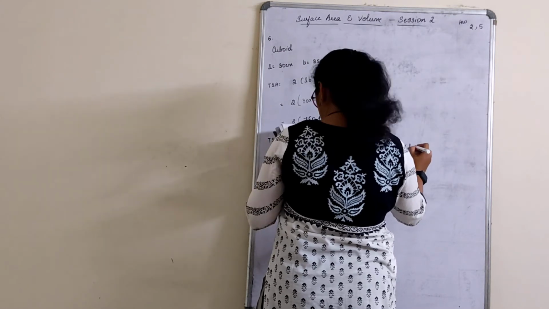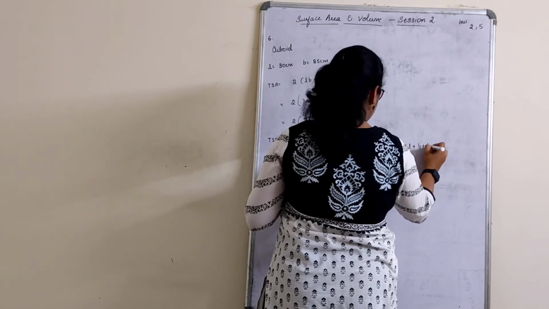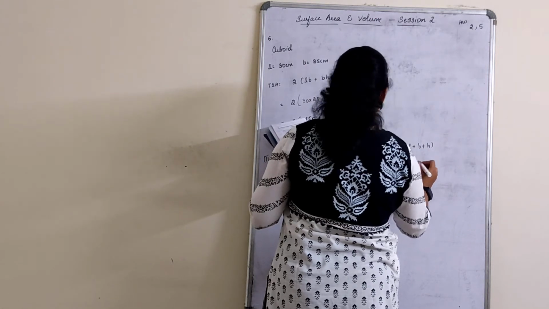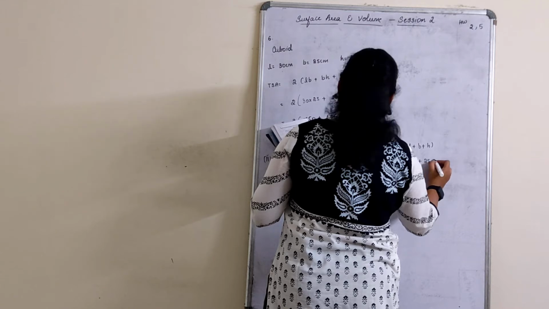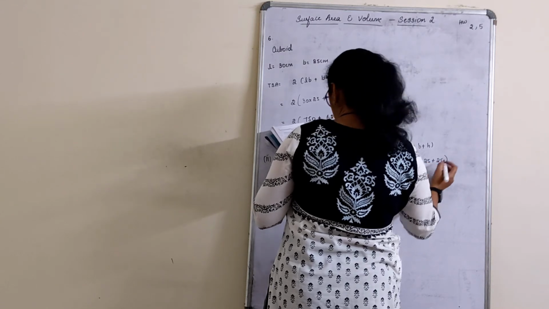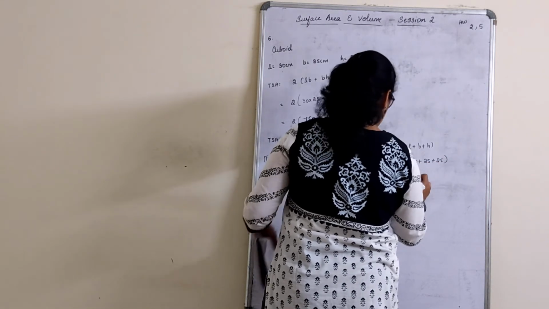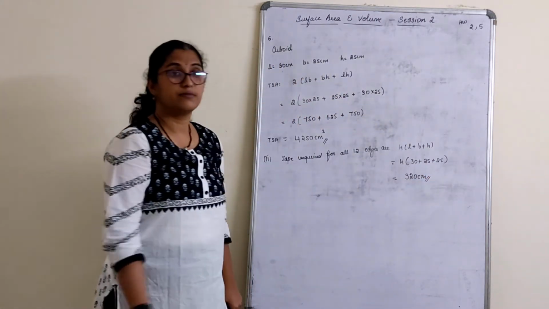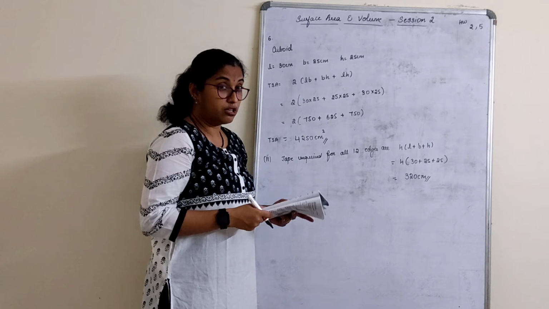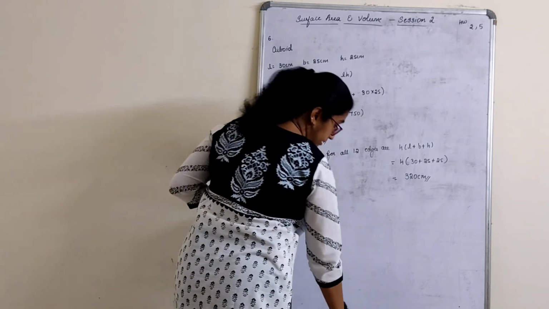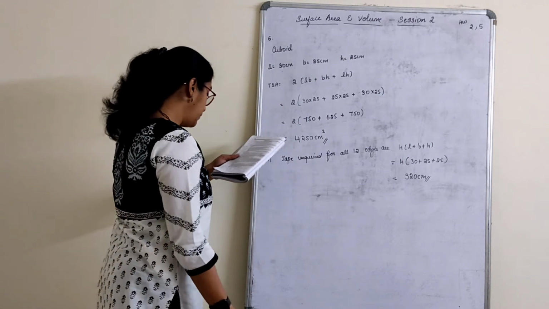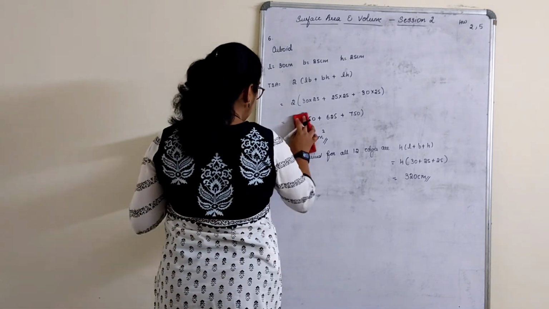is 4 of L plus B plus H. That's the formula, children. 4 of 30 plus 25 plus 25. Answer is 320 centimeter. Okay, length of tape. It will not come in this sort of area. Only we require the length of tape required for the edges part. Quickly, we'll finish the 7th one. Last two sums.